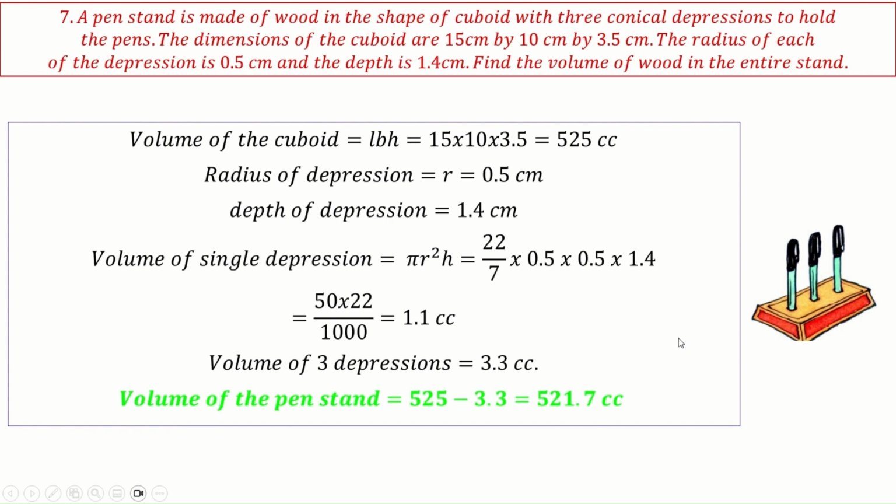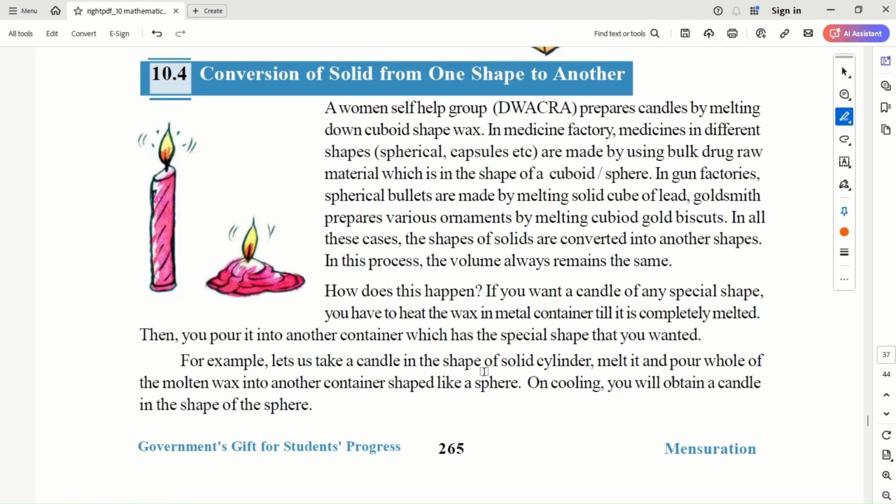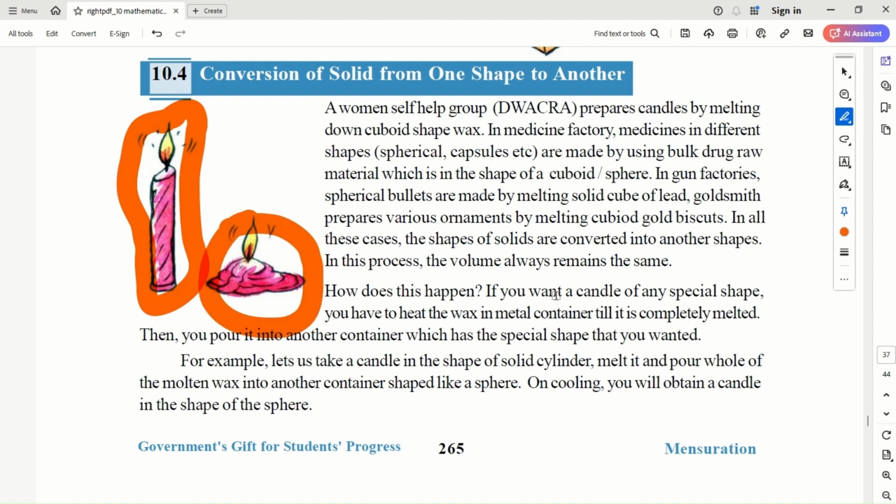Hope you understand all these volume problems of different shapes, how they are made, and what kind of calculations go in. Now, conversion of one solid from one shape to another. Let's say, for example, you have a candle which is in a cylindrical structure. Once it is melted, it will go into a different shape. So what kind of problems can you solve using this phenomenon? Let's see.